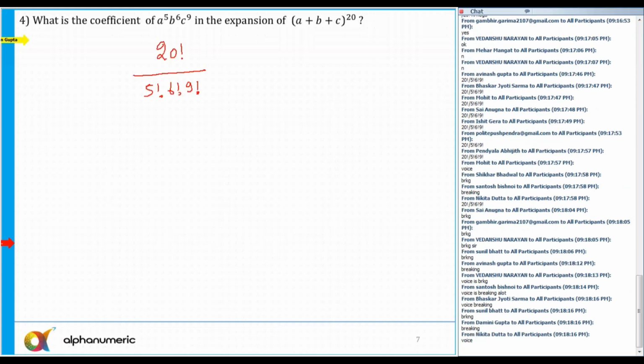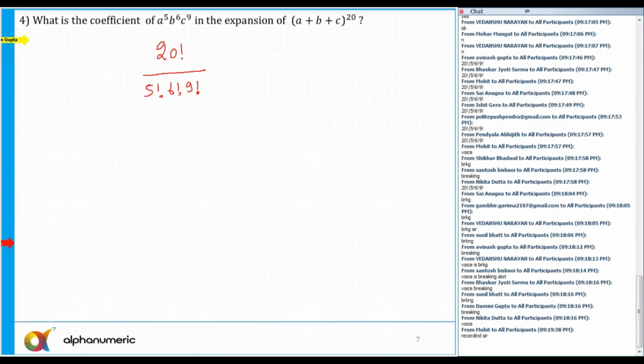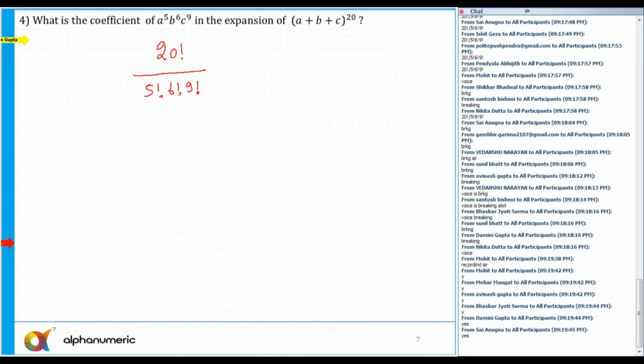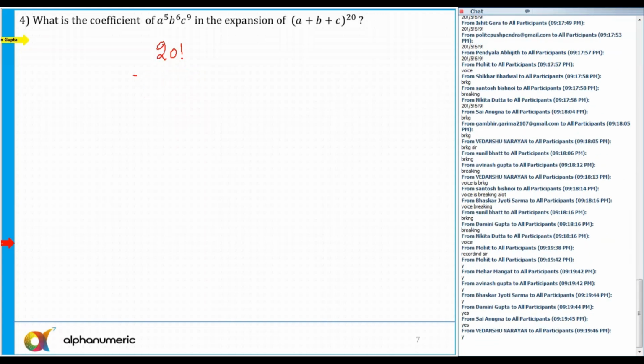Please respond. Yes, teacher. So it is simply equal to, the total power is 20. So 20 factorial upon, we need a 5 times, so factorial 5. The power of b is 6, so factorial 6. And the power of c is 9, so I can say factorial 9 and so on. So can I move to the next question? Please respond. Yes. Recording is happening. Okay. All right. So try this question.